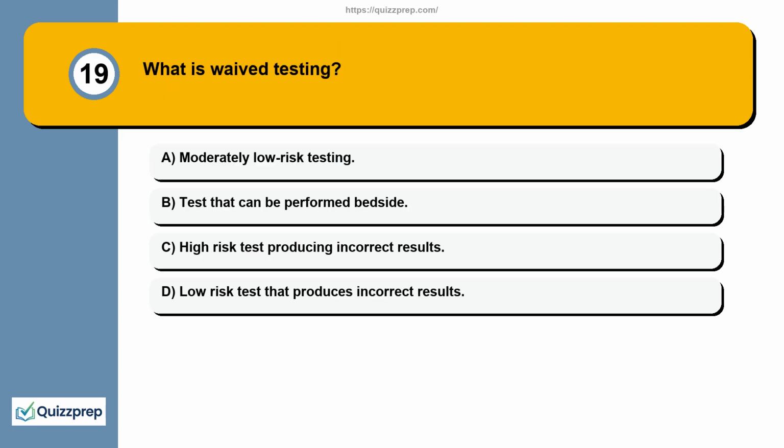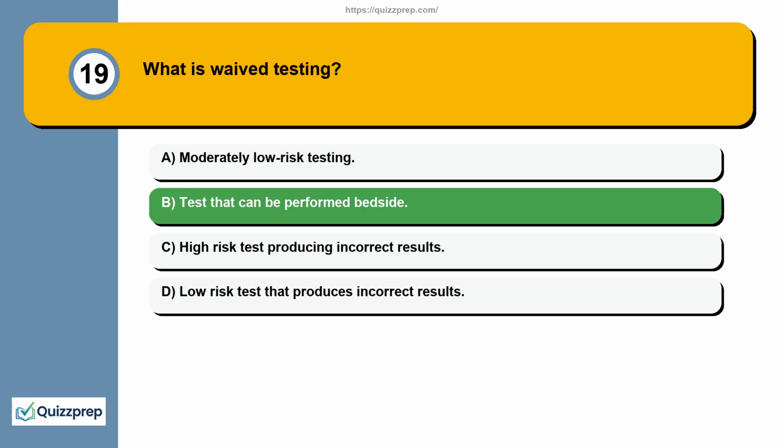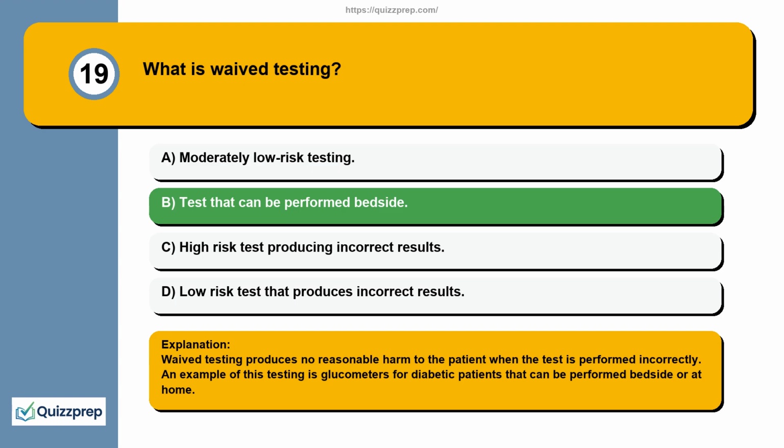Question 19. What is wave testing? Moderately low-risk testing. Test that can be performed bedside. High-risk test producing incorrect results. Low-risk test that produces incorrect results. Wave testing produces no reasonable harm to the patient when the test is performed incorrectly. An example of this testing is glucometers for diabetic patients that can be performed bedside or at home.